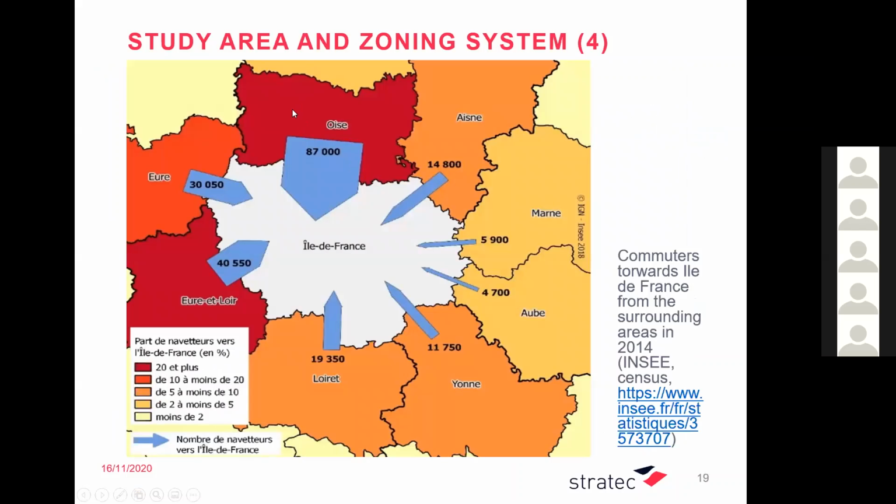Here you see the surrounding areas that we included in the study area. These are figures from 2014, and you see that there are big commuting flows, exchanges between these areas and the Île-de-France. That is why we included them. But outside of this study area, the remaining flows, the remaining exchanges, are really minor. That is why I was saying that we don't think it's a big issue if the modeling of these remaining flows is made with less accuracy, I would say.